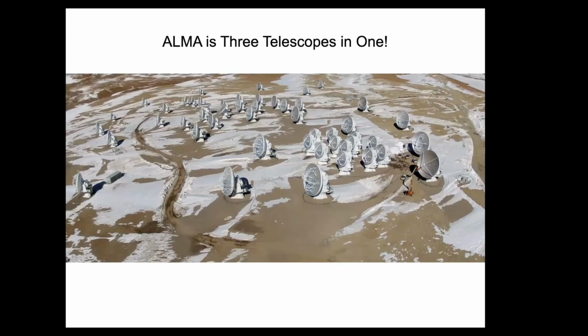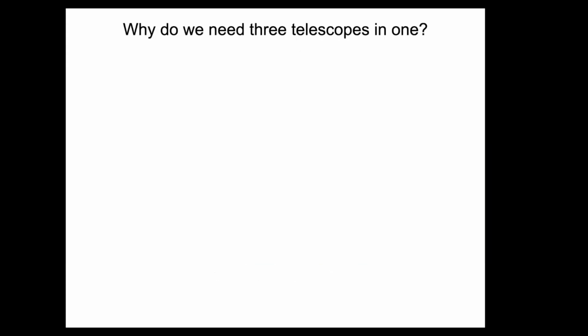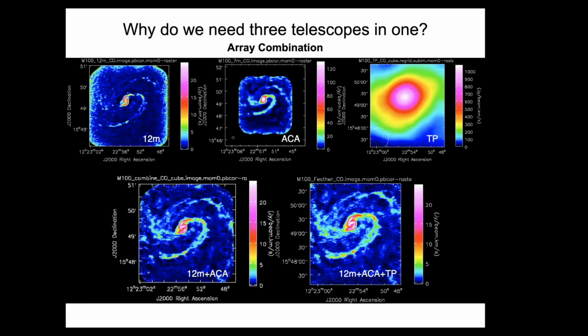And so then basically ALMA is 3 telescopes in one. At least I like to think about it like that. But one may wonder, why do we need 3 telescopes in one? I mean, why don't we just have, for example, one?